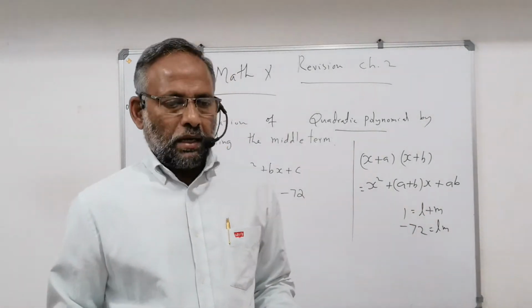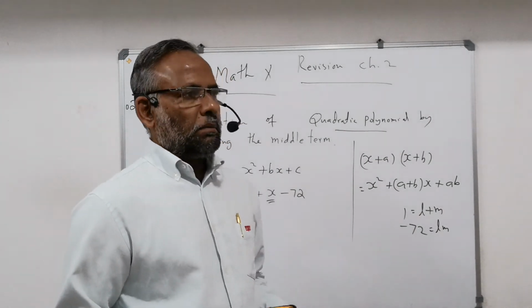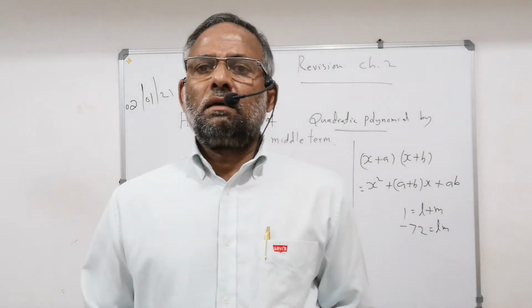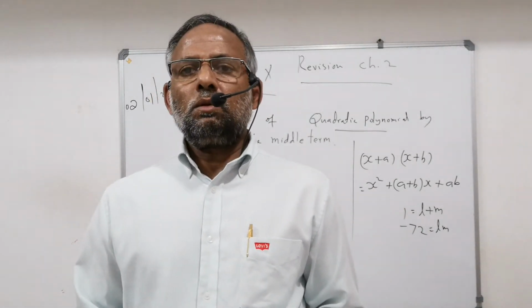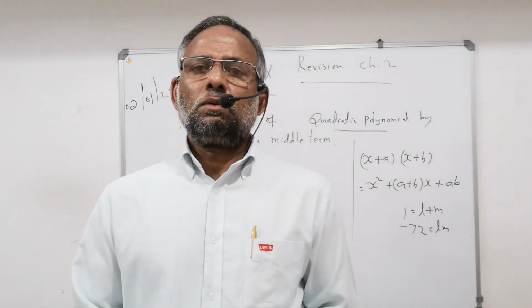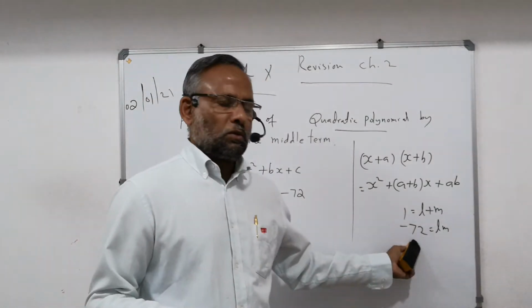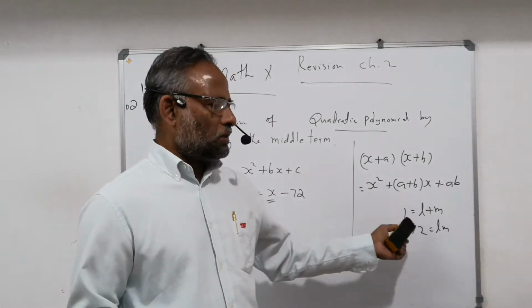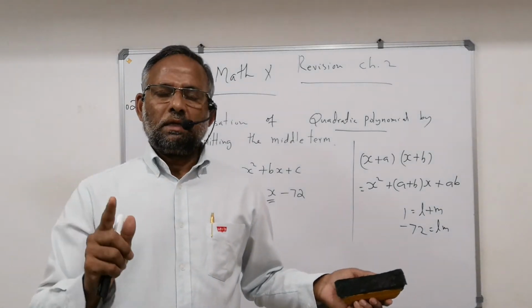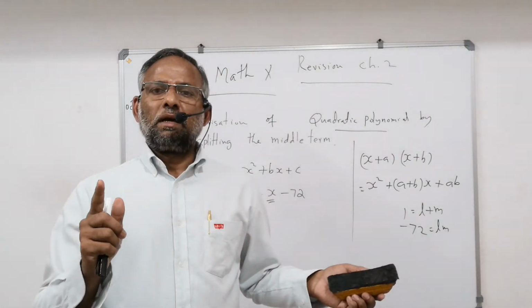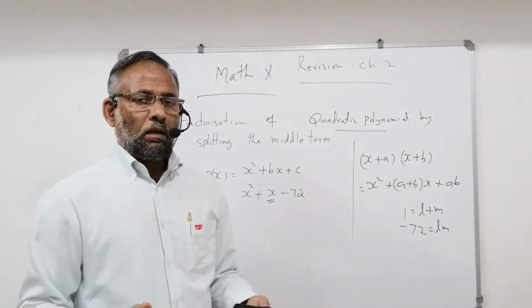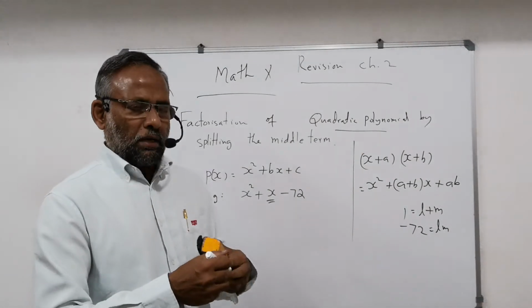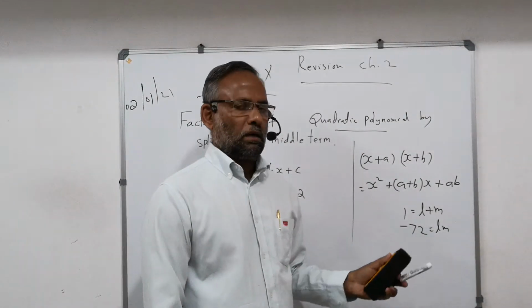Okay, sir. Addition is 1, multiplication is minus 72. Okay, multiplication minus 72, I can say, look here, 36 into 2, or 36 into minus 2. Exactly, 36 into minus 2 is minus 72. But what is 36 plus minus 2? That is not 1. That is 36 minus 2, which is 34, but we need 1. Now we have to think about two numbers. Minus 72 is the multiplication and addition is 1.